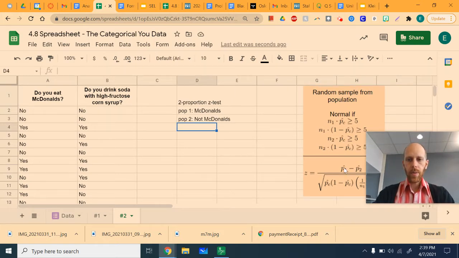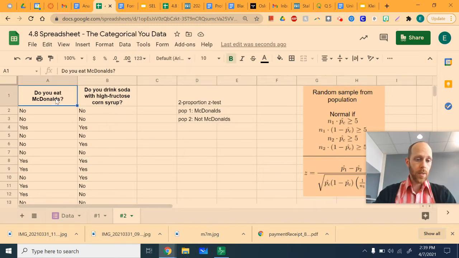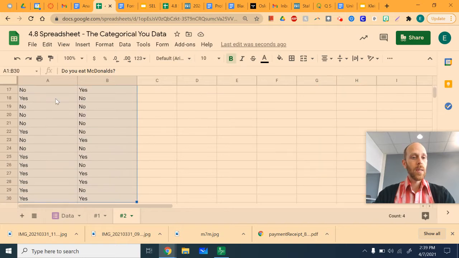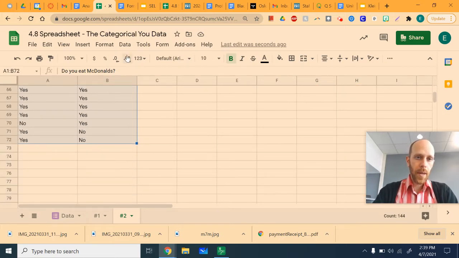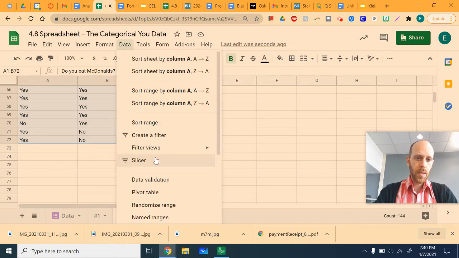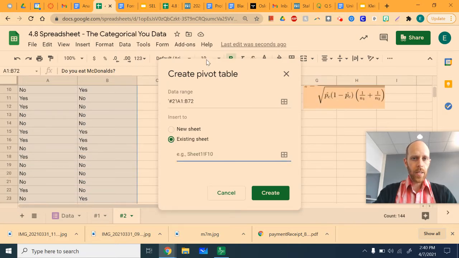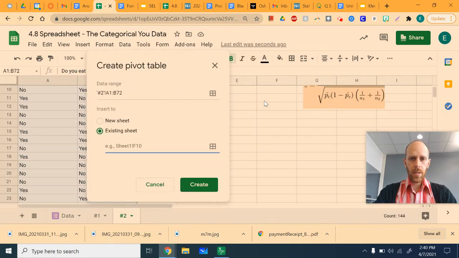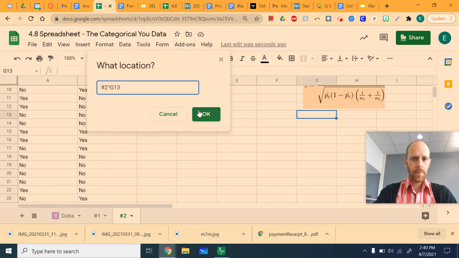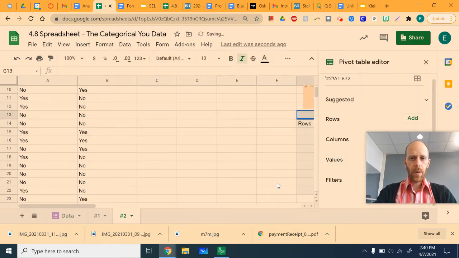All right. So what do we need? We need p hat 1, p hat 2. We need p hat c. I think the easiest way to do this is to highlight your data. Come on over to pivot table. I want to make a pivot table right on this sheet, and I'm going to do it, let's say, right here. Okay, there we go.